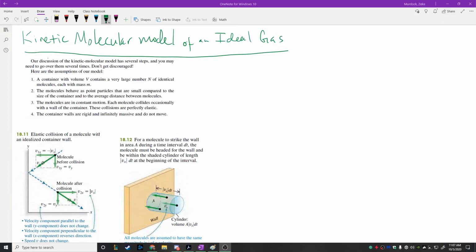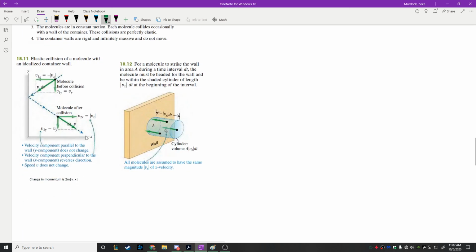Okay, this is hour 2 of Physics 1B for October 5th. We're now talking about what's called the kinetic molecular model of an ideal gas.